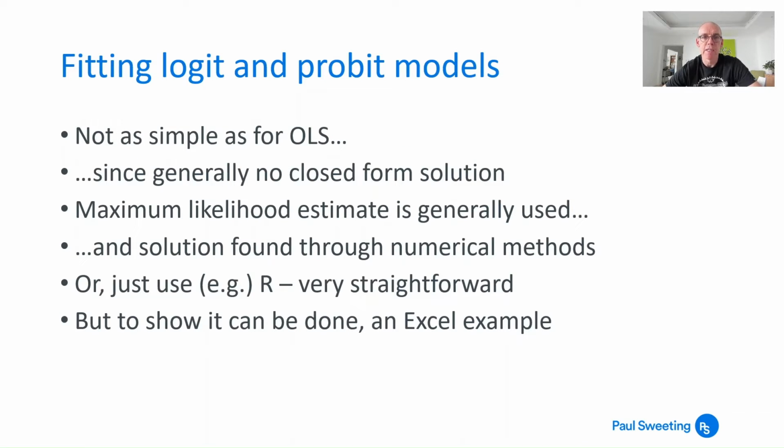So this brings us to fitting Logit and probit models, which isn't as simple as for ordinary least squares because there's generally no closed form solution for this. So the approach uses something called maximum likelihood estimation, and solving for maximum likelihood uses numerical methods. Or you just do everything in a statistical program such as R, in which case the answer is very straightforward indeed. But it's worth showing that you can do it in Excel, just because you can see exactly what's happening in R. It takes a little bit of work, but I think it's a helpful example to show exactly what's going on.